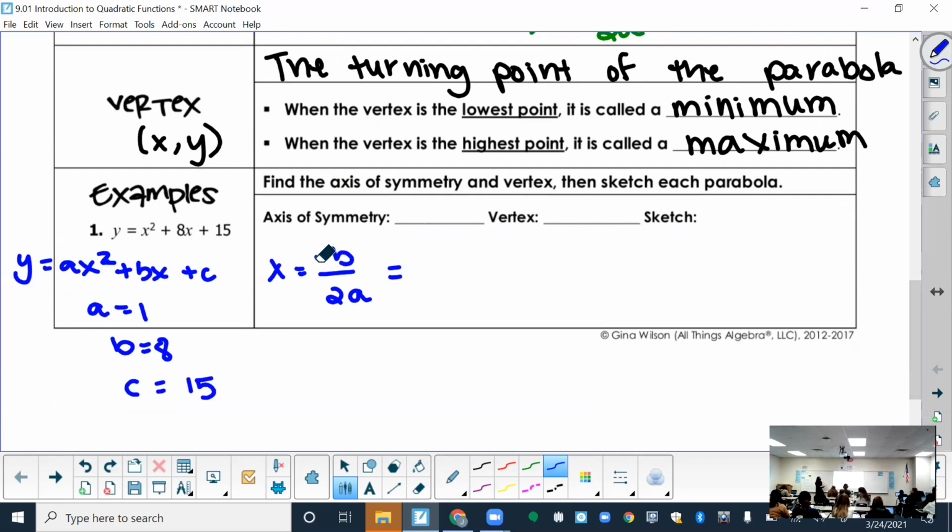All right, so plug it into your formula. And whenever you plug something in, put it in parentheses so you can avoid making mistakes. So my b value was 8. My a value we said was 1. In the numerator, we simplify that, we get -8. What do we get in the denominator? 2. That's 2 times 1. And then keep simplifying. -8 divided by 2 is -4.